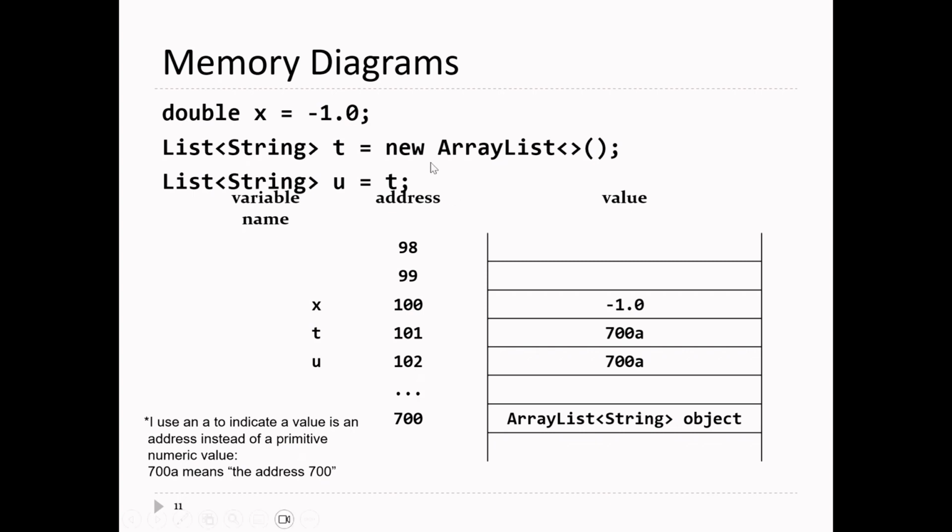And so that's the difference between a reference type and a primitive type. Primitive types store the actual value. Reference types store a reference to an object.